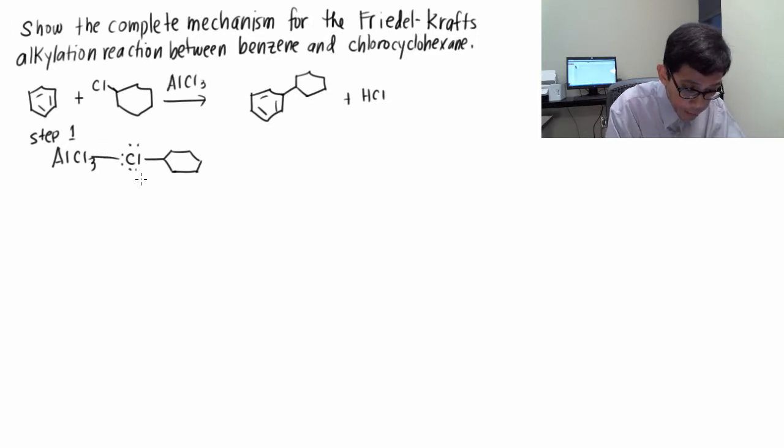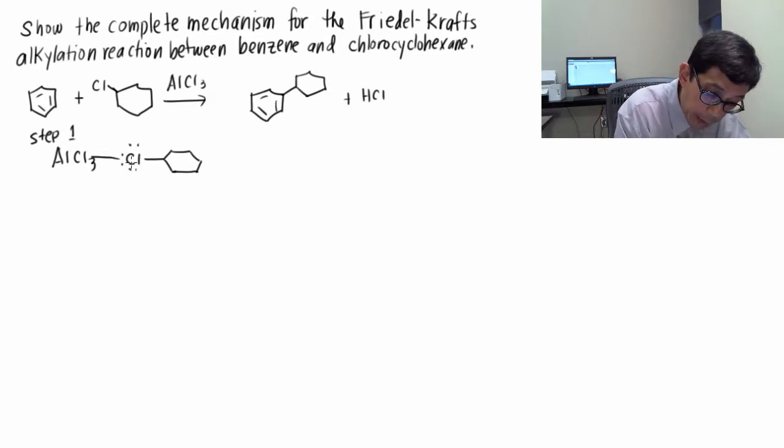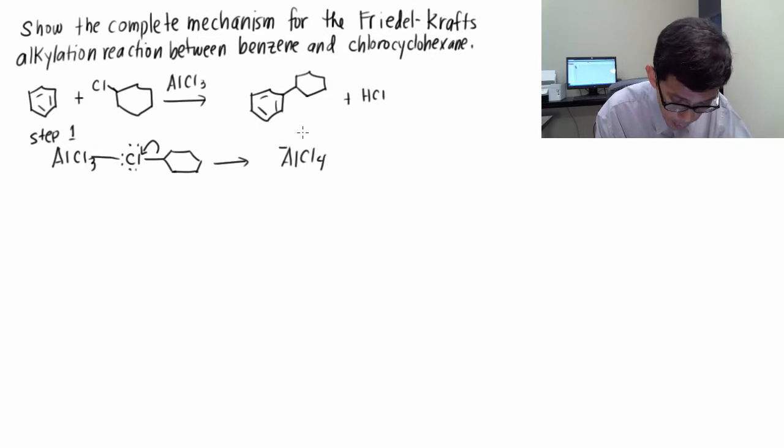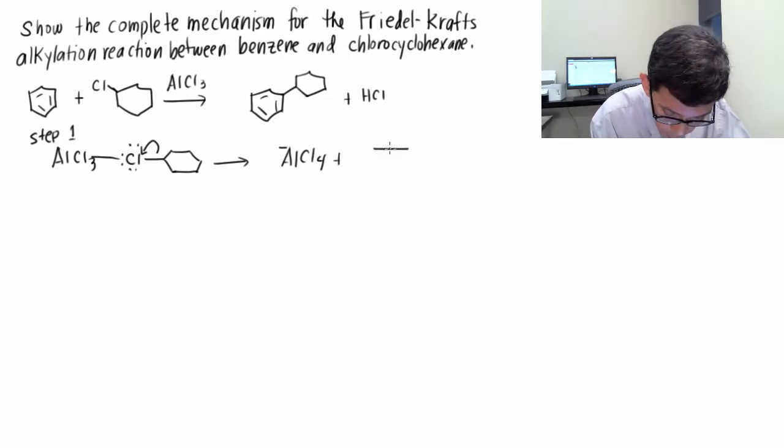What happens is it complexes with the aluminum trichloride, so now the bond between that chlorine and that carbon, which represents 2 electrons, goes to the chlorine as a lone pair, and this is what you get. Now you have AlCl4 with a negative charge on aluminum, and in the process you have formed this. You have a positive charge there.